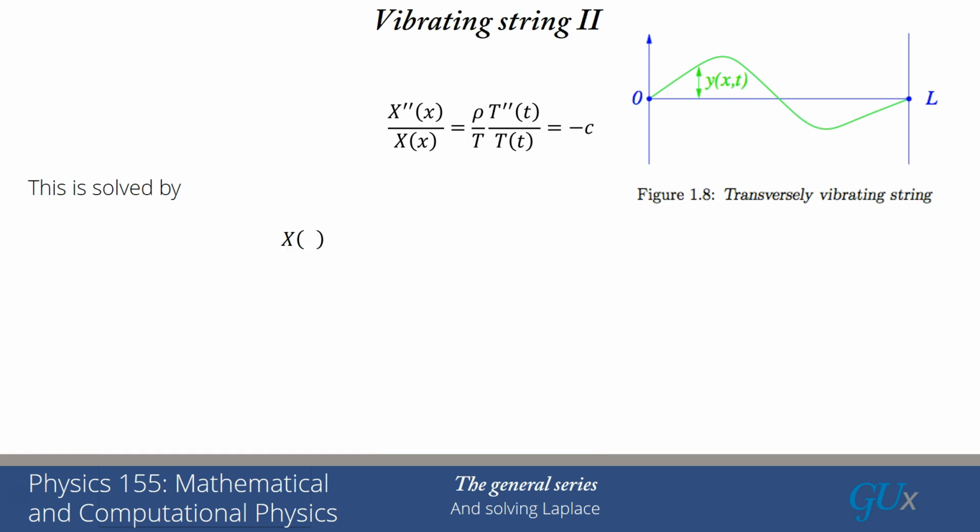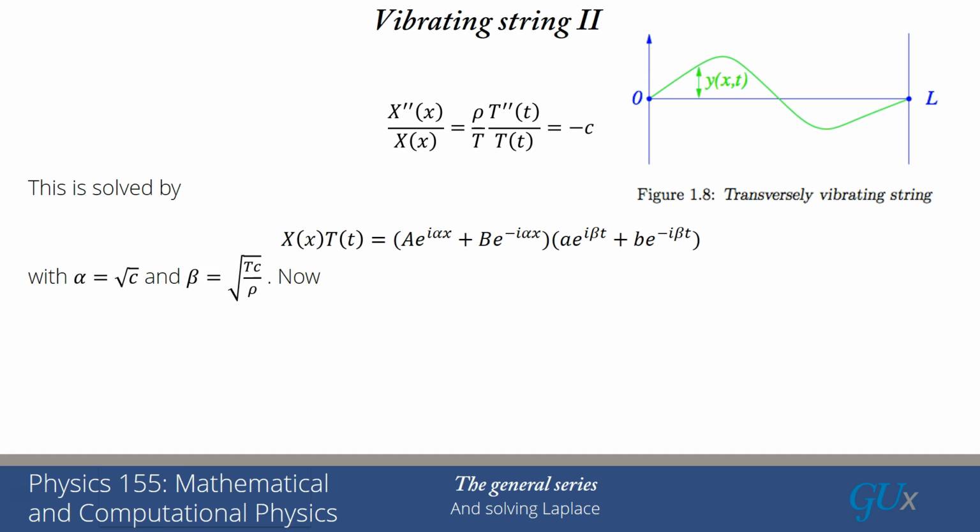Okay, so how do we solve that? Well, it's just exponentials. So we get a e to the i alpha x plus b e to the minus i alpha x, plus little a e to the i beta t plus big B e to the minus i beta t. Now let's plug in our first boundary condition. When x is equal to 0, this thing must vanish for all t. And when x is equal to L, this thing must vanish for all t.